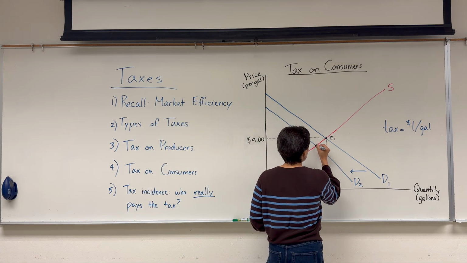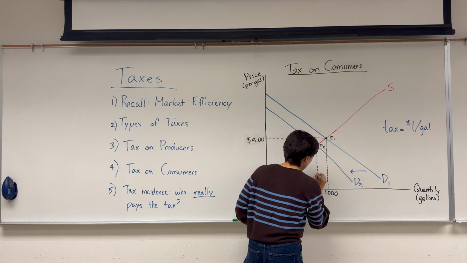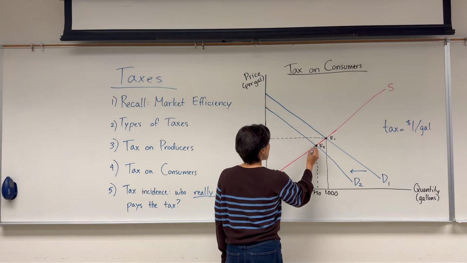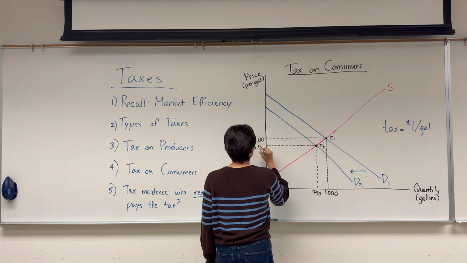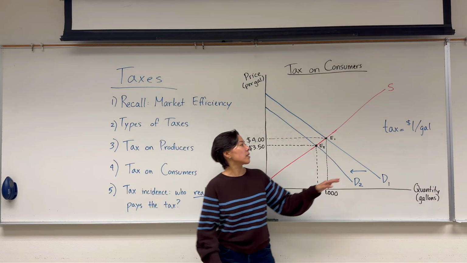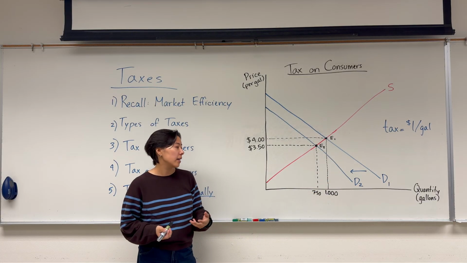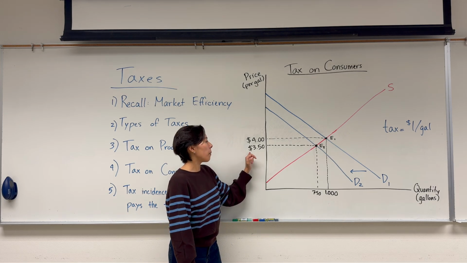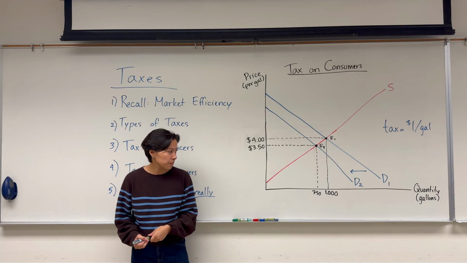So we end up at a new equilibrium point in our market. Again, we have fewer gallons of gasoline being sold. And the price that buyers are now willing to pay with the tax in place is lower. They don't want to spend as much per gallon of gasoline because they know they also have to pay this tax on top of whatever price they pay. So once the tax on consumers is put into place, our buyers are only willing to pay a price of $3.50 per gallon.